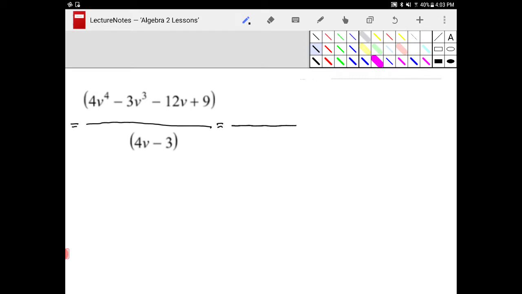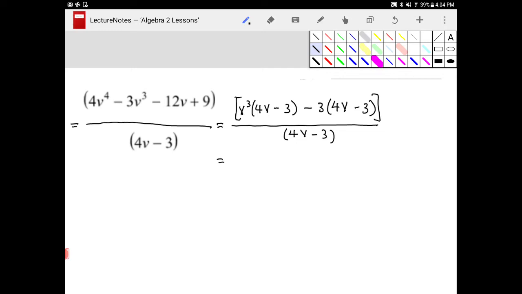So let's take a look. I can rewrite the expression to make it look like v cubed times 4v minus 3, minus 3 times 4v minus 3, and in the denominator I have 4v minus 3. Once I factor this out, just looking at this, I can already tell I can reduce all three of these, and I'll be left with v cubed minus 3.